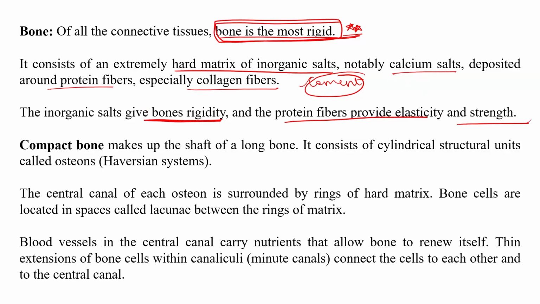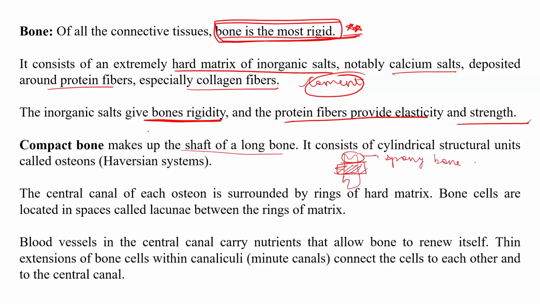So the bone can be of two types, usually a compact bone and a spongy bone. Compact bone makes up the shaft of a long bone. So if it is a long bone, usually the shaft is made up of the compact bone and the upper portion is usually made up of the spongy bone.